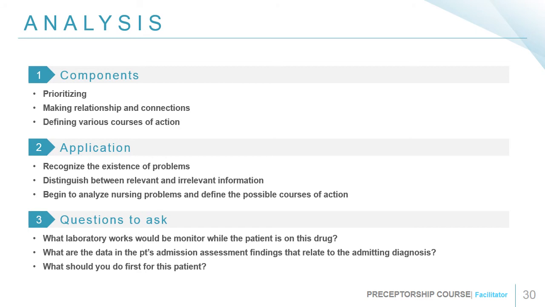For example, if the patient has kidney disease, what laboratory works will be monitored, such as renal function test, BUN, and creatinine level. If these lab works are not within the normal range, what should you do first for this patient?